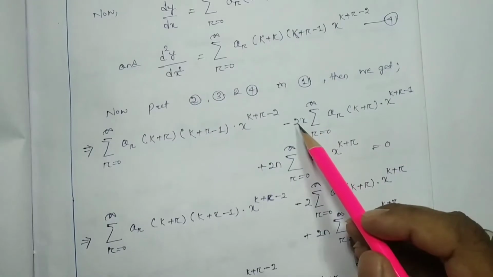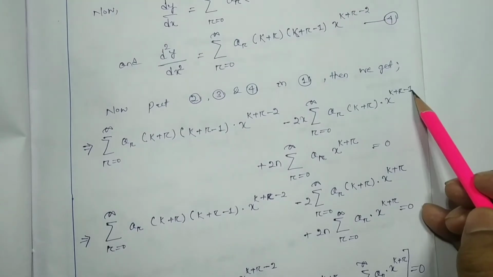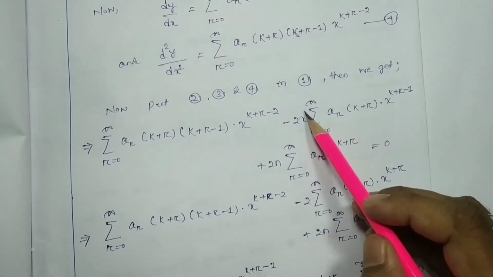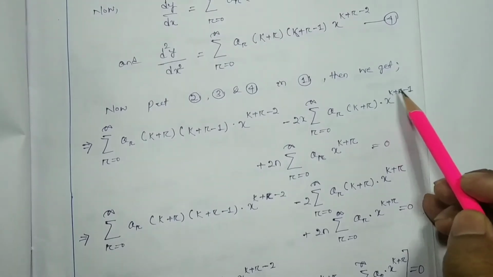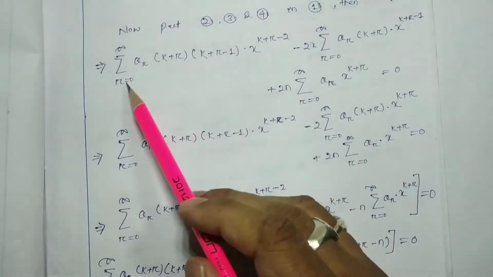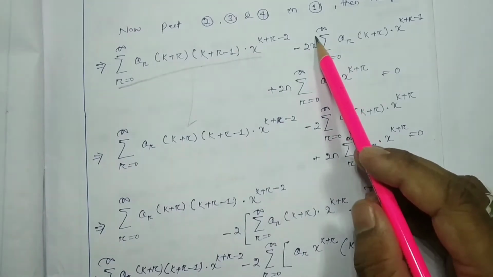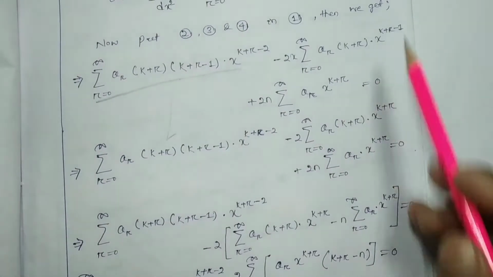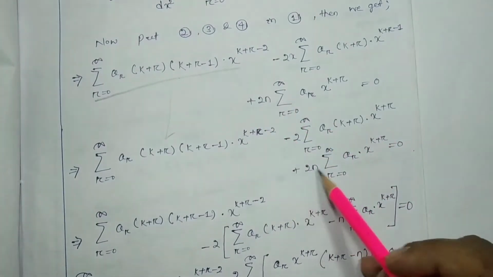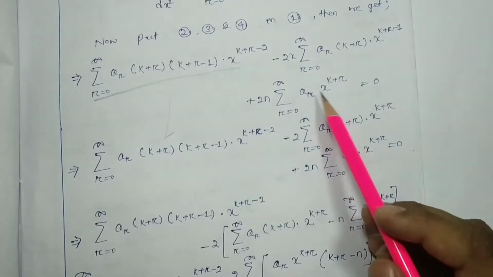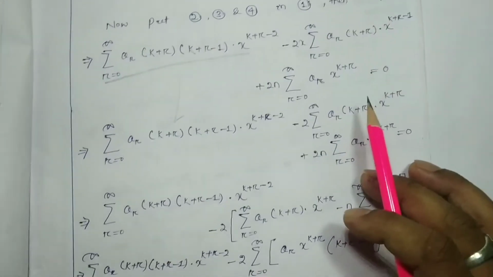Here you can see 2 into x, that means x to the power 1, and here x to the power k plus r minus 1. So whenever I add this 1 to the power k plus r minus 1, we get x to the power k plus r. So the first term we write as usual, then minus 2 summation of a_r (k plus r) x to the power k plus r, plus 2n summation over r equal to 0 to infinity of a_r x to the power k plus r, equal to 0.